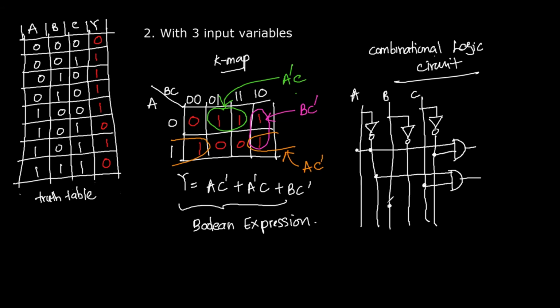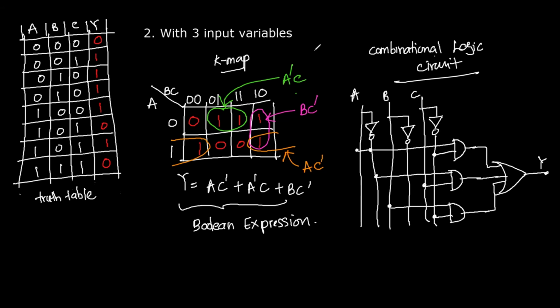Then we have B, which is exactly this, and we have the C prime, which is coming out of the NOT gate of C. And we have an AND gate over there, and we see that these three products are connected with an OR gate. The output of our OR gate is indeed Y. So this is how you develop a combinational logic circuit from a truth table.